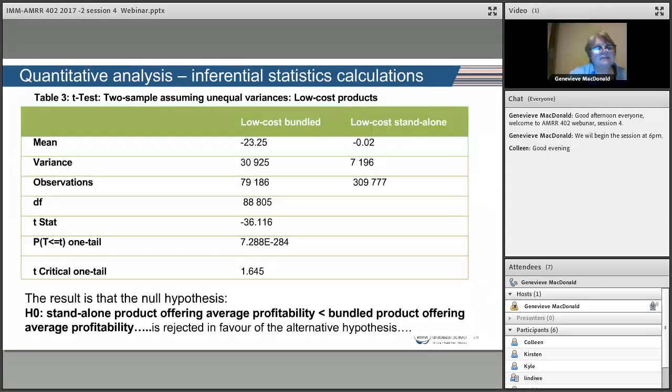So for instance, you do a t-test with a 2-sample, assuming unequal variances for specifically low-cost products in a bank. There you see the test, and then you see the null hypothesis standalone product offering average probability versus your bundled products average probability, and you see how the student rejects the null hypothesis in favor of the alternative hypothesis. Okay, but now you have this result and you have to discuss it.